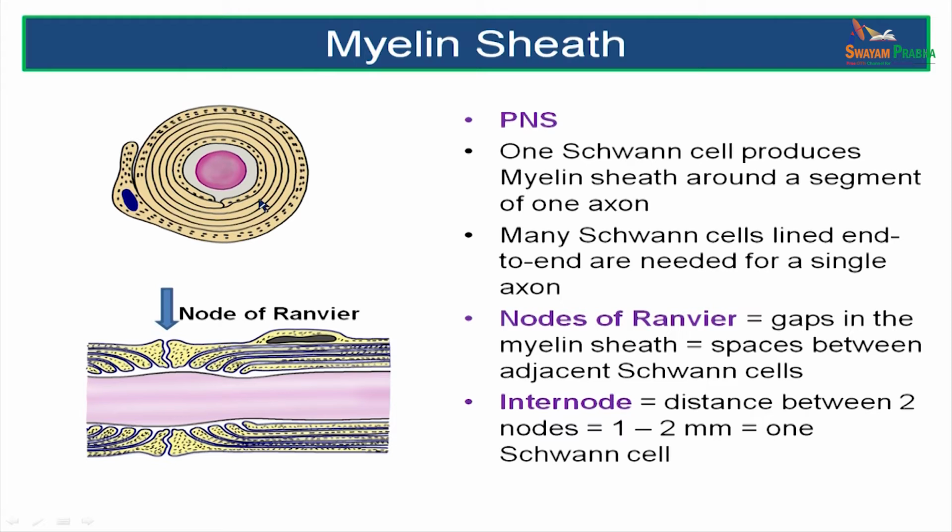One Schwann cell produces myelin for one segment of an axon. So, you need many Schwann cells arranged end to end to provide myelin sheaths for the entire axonal length.